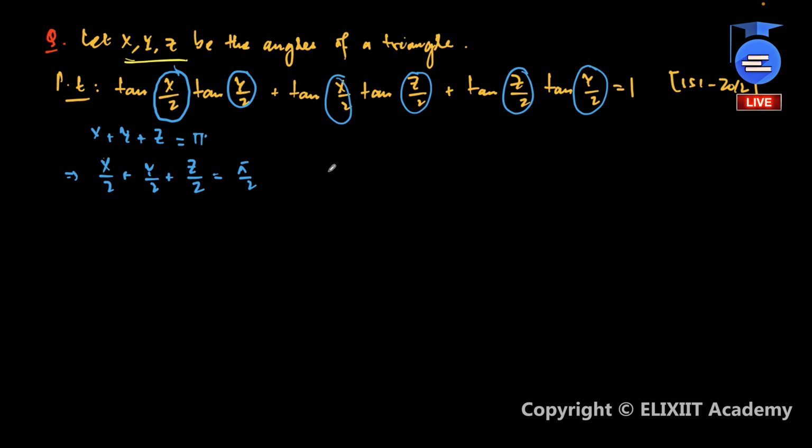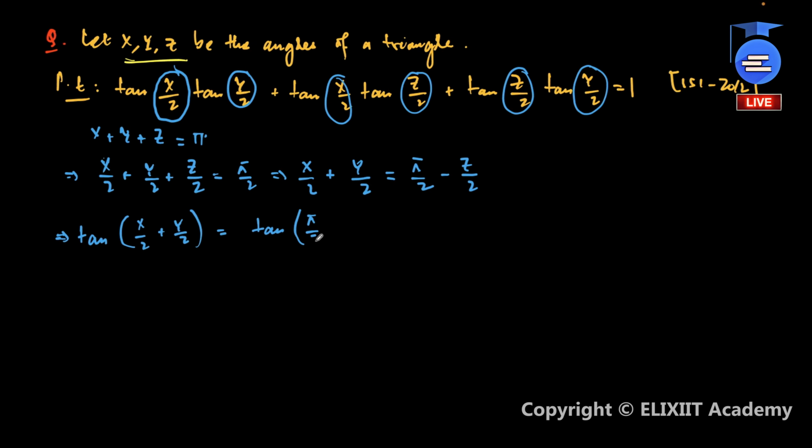Next, I will try to use the formula of tan A plus B. For the simplification, I take this z by 2 to the right hand side, so here we have x by 2 plus y by 2 is equal to pi by 2 minus z by 2. Then we take tan on both sides, because the angles involve x by 2, y by 2, z by 2. So I have tan of x by 2 plus y by 2 is equal to tan of pi by 2 minus z by 2. Now tan 90 minus theta is cot theta, so this is cot z by 2.